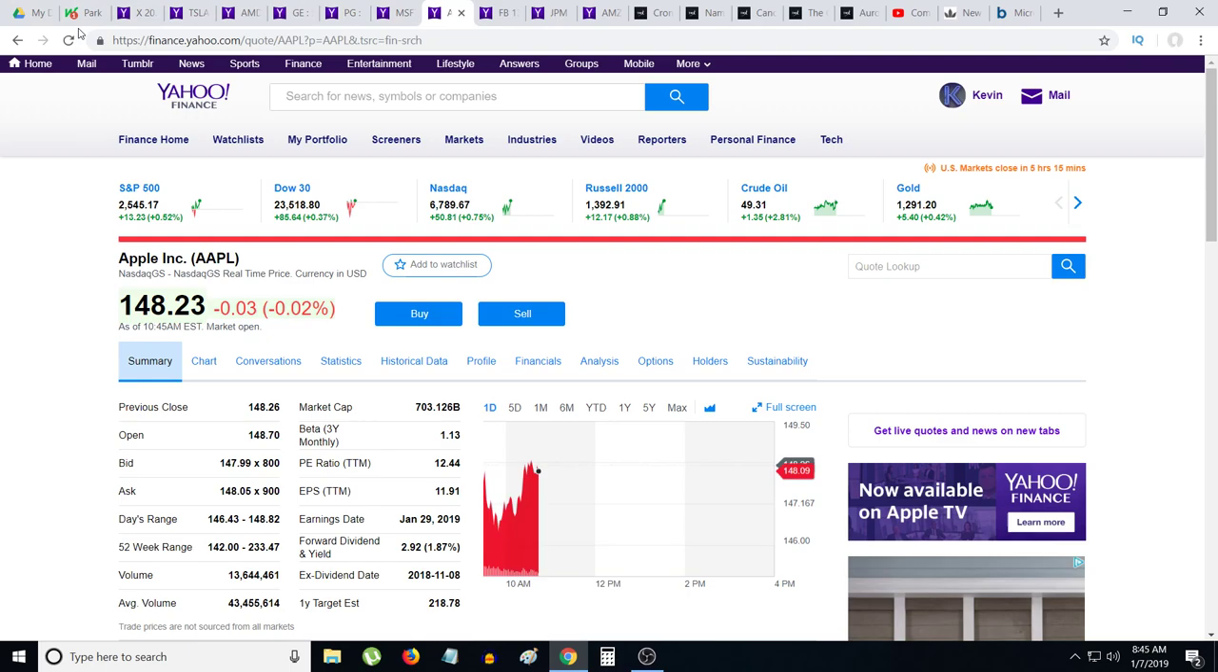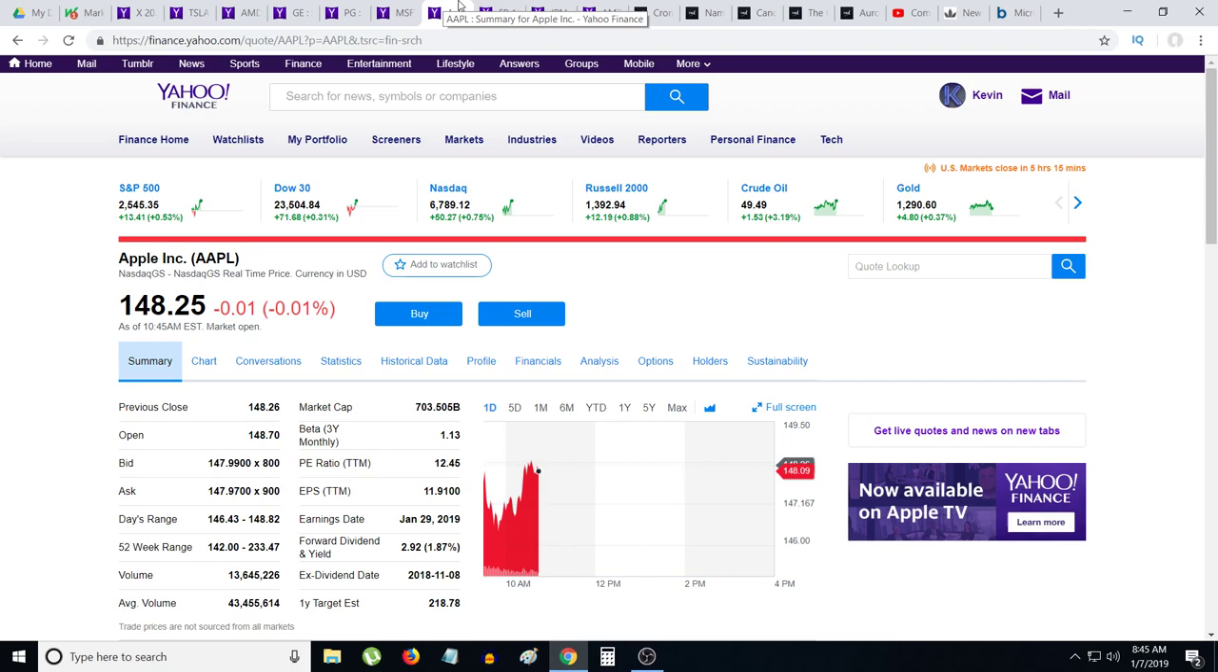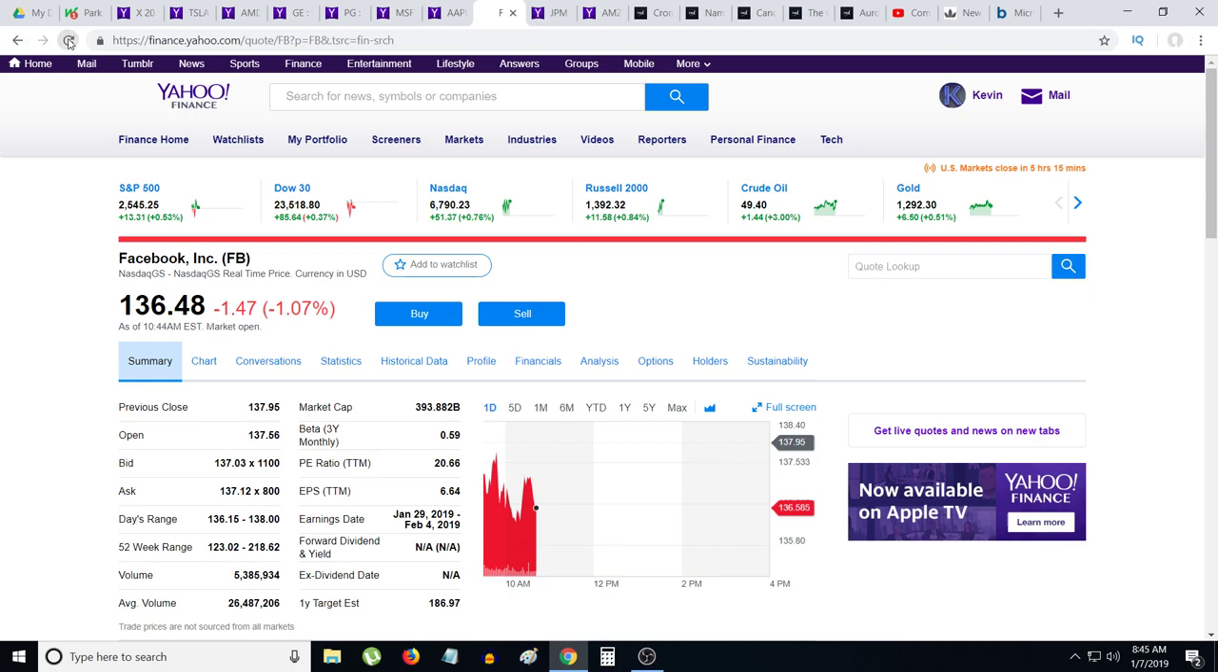Apple, I put a put option on Apple. I don't know if it got executed yet, but I have a put option on Apple today. Facebook, I have a put option on Facebook, and Facebook is acting like I want it to, going down while the rest of the market is going up. So I'm happy. Maybe it'll keep going down.